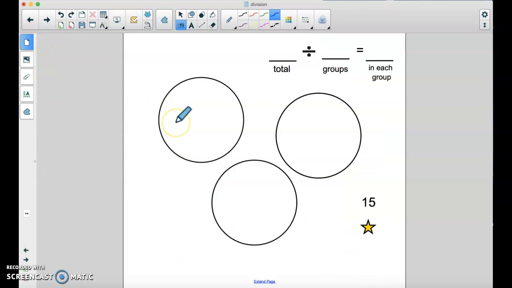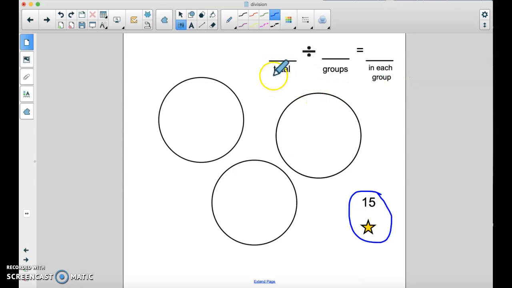All right, let's think of it like this. I have 15 total stars. I want you to write down blank divided by blank equals blank on your piece of paper in front of you, just like I have up here. And I want you to write down what you think the problem is to start with.